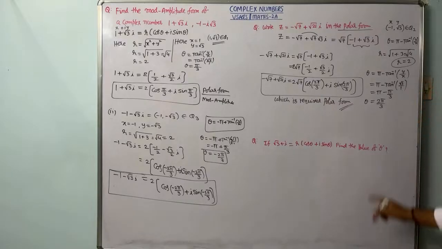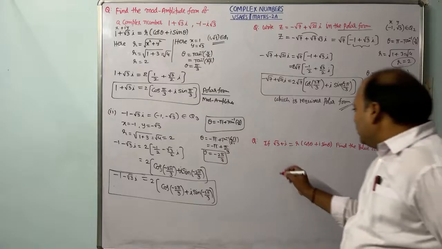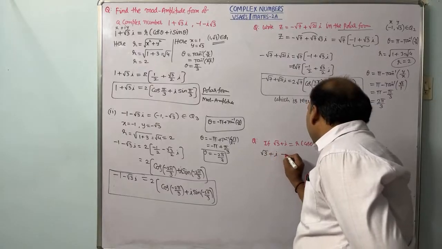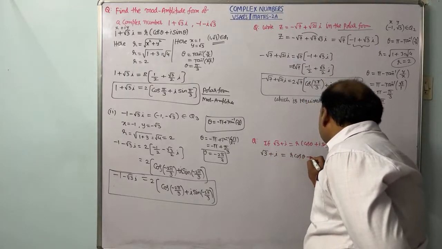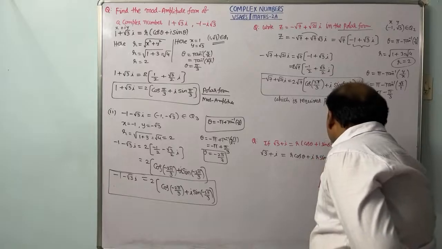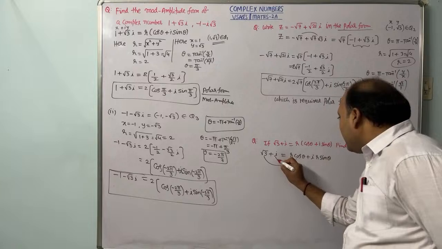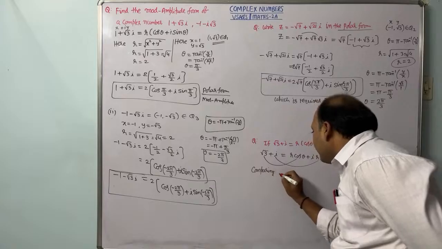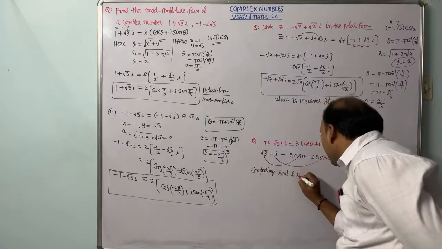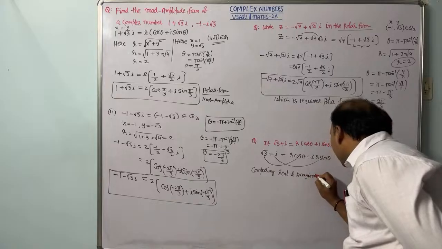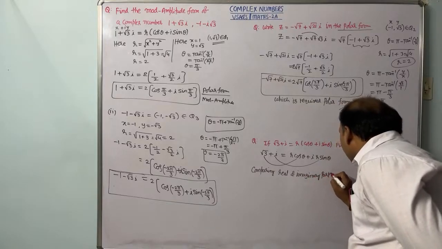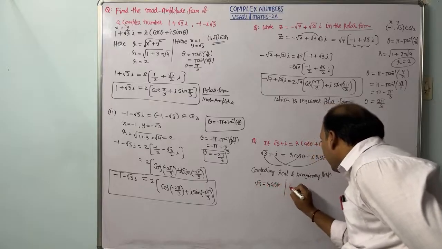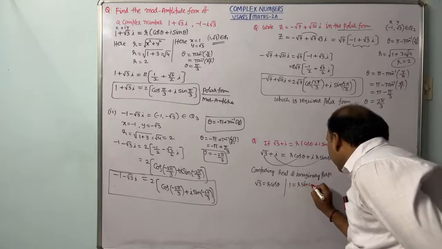Come to here, find the value of theta they are asking, dear students. So, first what I am going to do is root 3 plus I is equal to r cos theta plus I into r sin theta. Okay. Comparing real and imaginary parts, so root 3 is equal to r cos theta and 1 is equal to r sin theta.